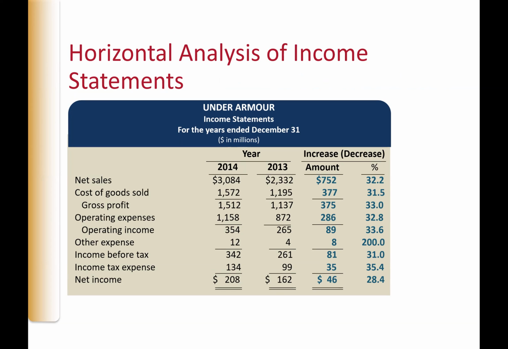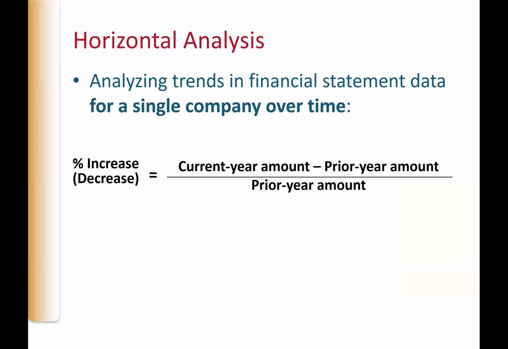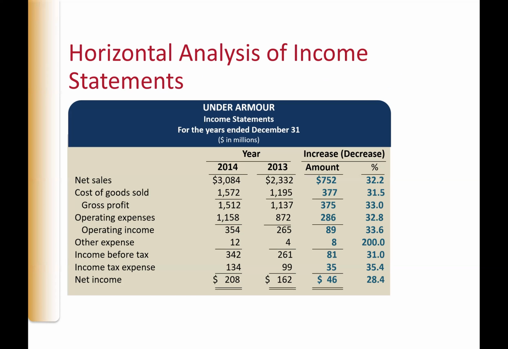Now, granted, this slide shows 2014, but that's the most current year. So we take the current year and then we compare it to the previous year. So the 3,084 minus the 2,332, the difference is $752. You see? So we take the current year amount minus the prior year amount and we divide it by the prior year amount to come up with these figures.